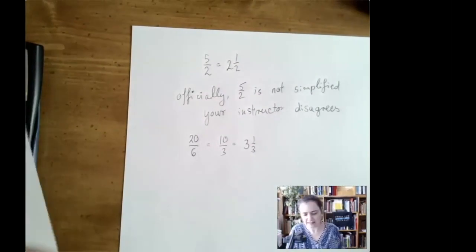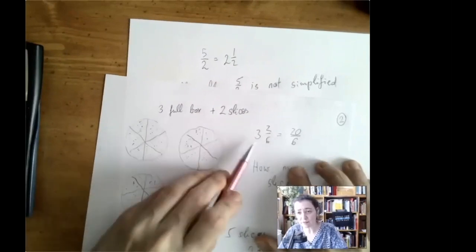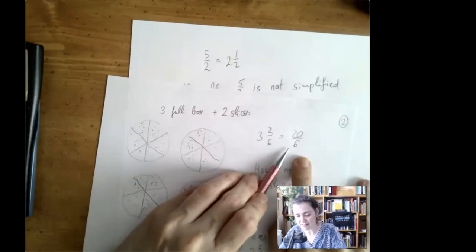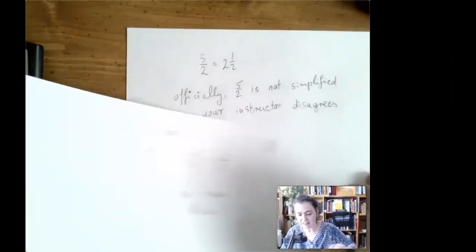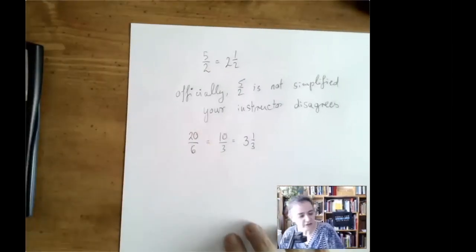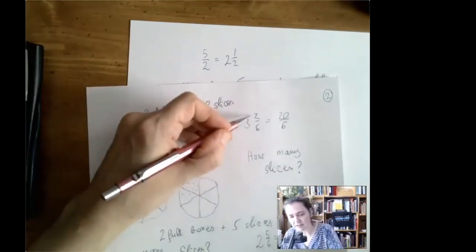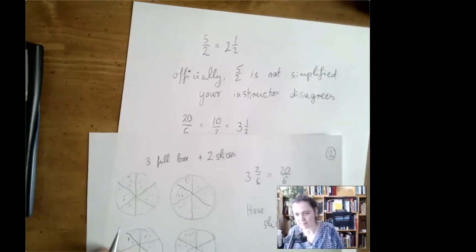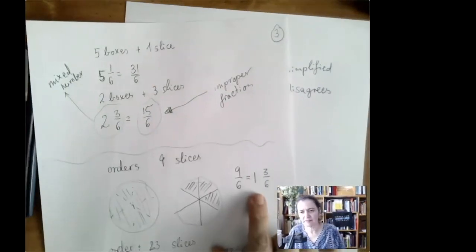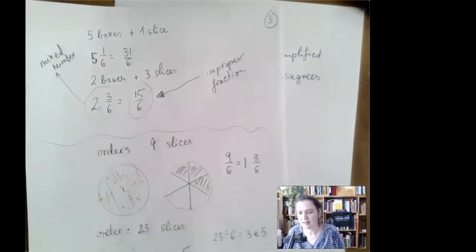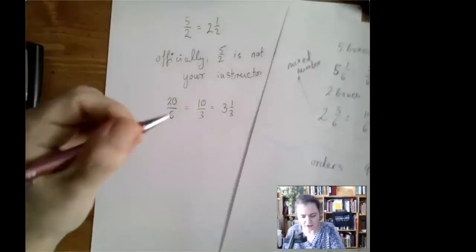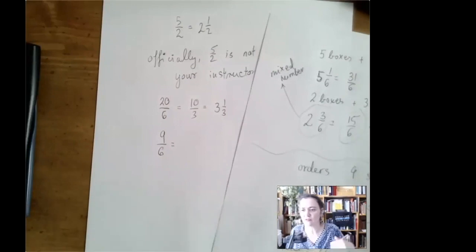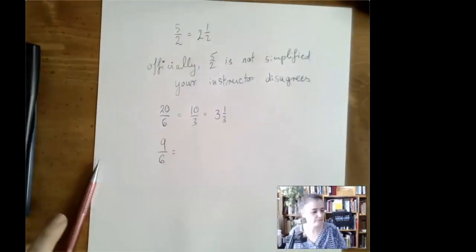So when we had 3 full boxes plus 2 slices, that's 3 and 2/6, which is 20/6. But 3 and 2/6 is not cool because now the 2/6 is not reduced, right? 3 and 1/3. I accidentally used the same example. Or what about this one? 9/6. Yeah, let's look at 9/6. So if I ask you, don't convert it to mixed number, just reduce it. What do we get?